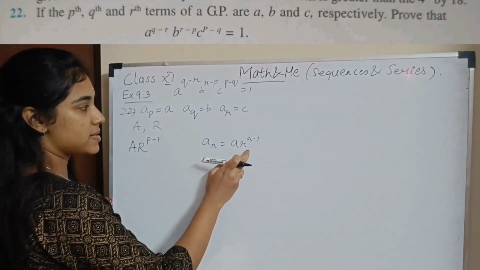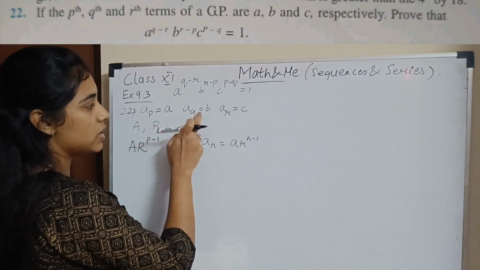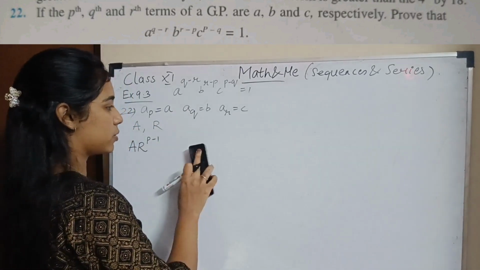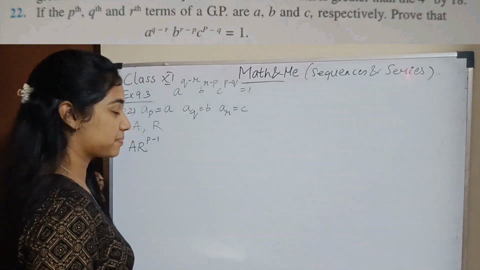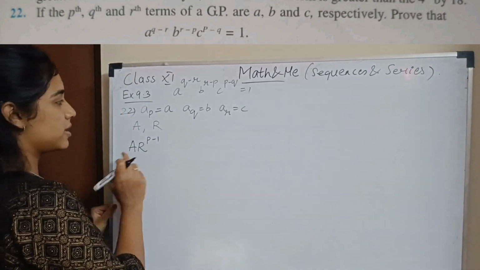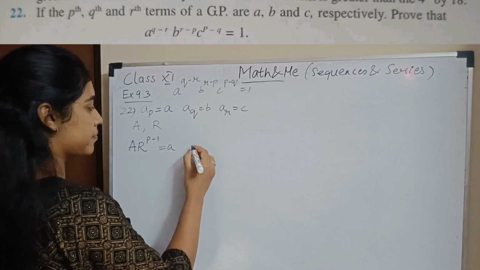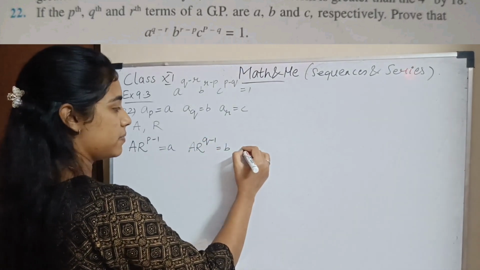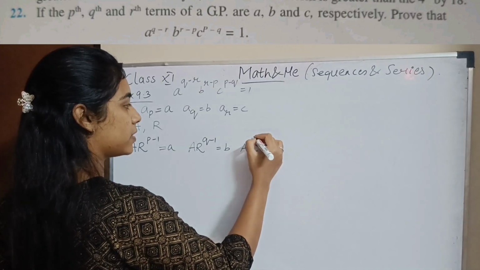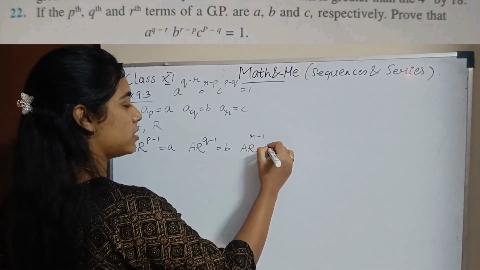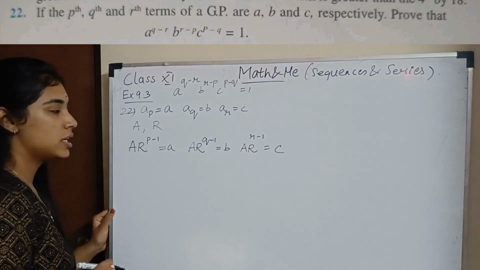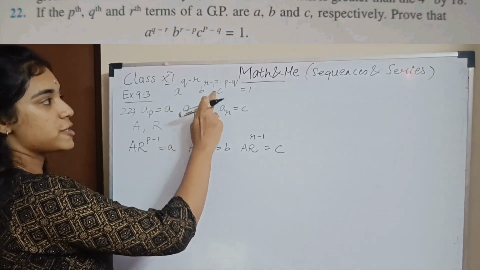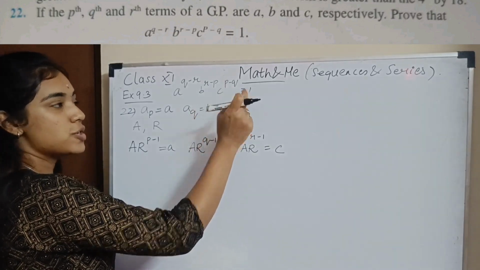Instead of small a and small r, because we already have a small a and a small r in the question. To avoid confusion I'm using capital letters. So A R to the p minus 1 is a, A R to the power q minus 1 is b, and A R to the power r minus 1 is c. Okay, so what do you have to prove? a to the power q minus r, b to the power r minus p, c to the power p minus q is 1, and we prove that.